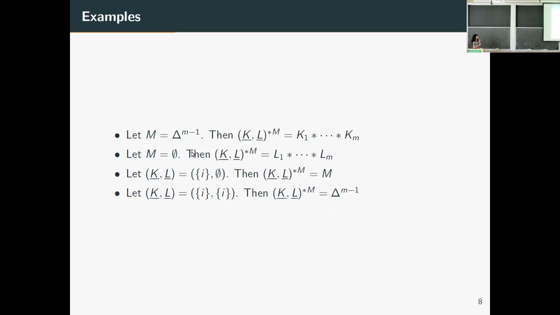Some examples of that. To mirror the first two examples of the polyhedral product, if we let M be the full simplex on m vertices, then our polyhedral join product is going to be the join of K_1 to K_m. Similarly, if we let M be the empty set, then our polyhedral join product is going to be the join of L_1 to L_m. Now for some more specific examples. If we let the pair (K,L) be a vertex and the empty set, our polyhedral join product is actually just the underlying simplicial complex M. And finally, if we let K and L both be vertices, then our polyhedral join product is just a full simplex on m vertices.